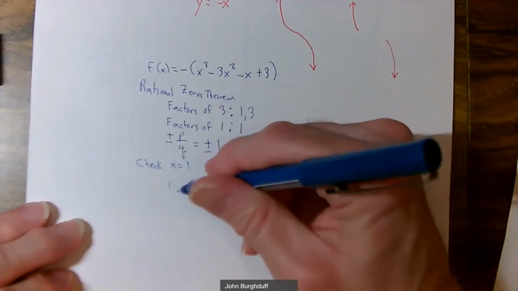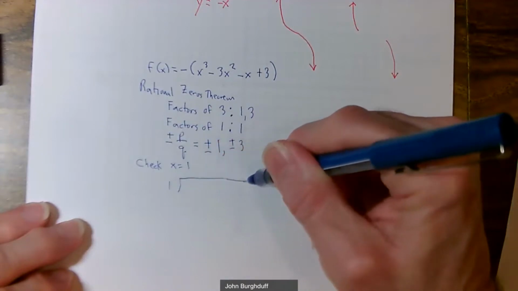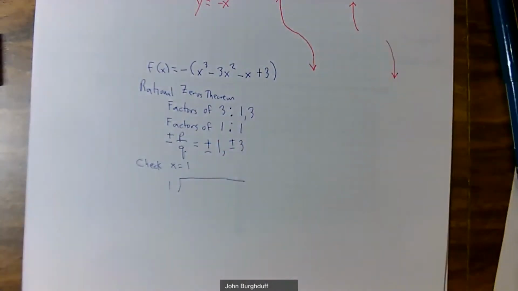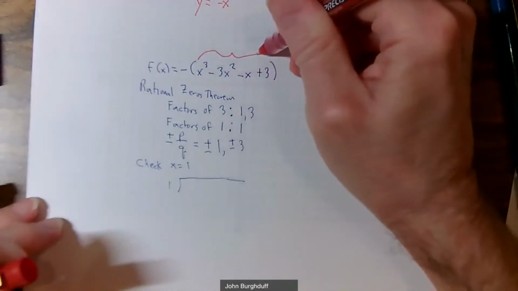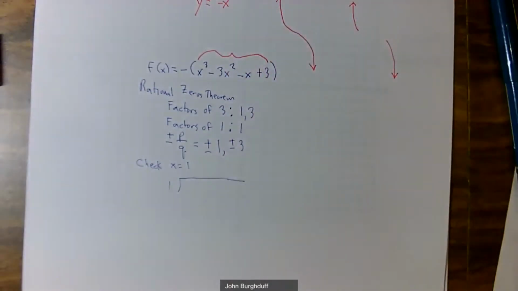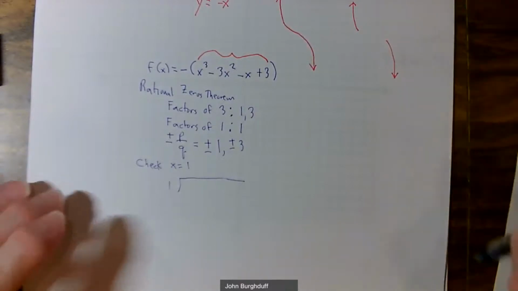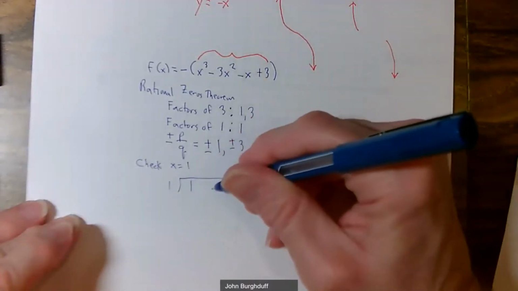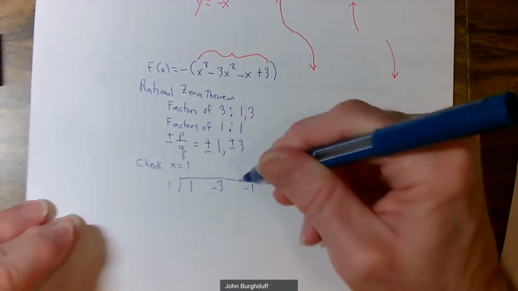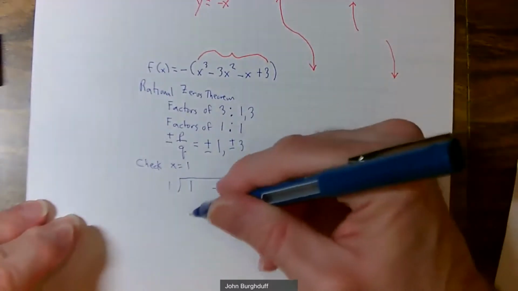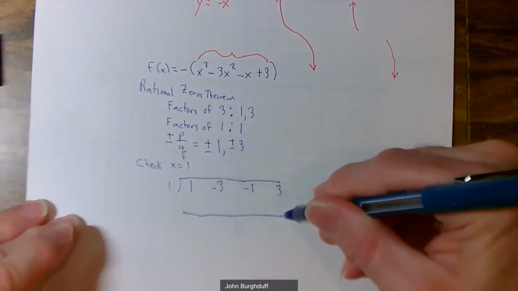I'm going to put the number 1 right here because that's what I want to plug in. And I'm looking at the polynomial that I want to evaluate. And again, that does not include that negative sign. That's been factored out front, so don't worry about that. Just write in these coefficients of the remaining polynomial. And let's check that out and do synthetic division.